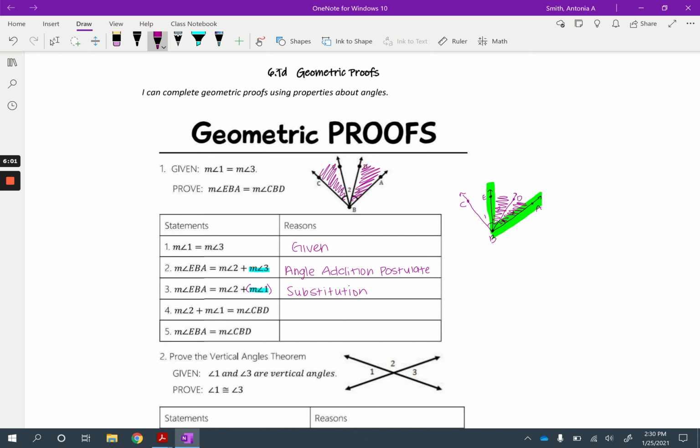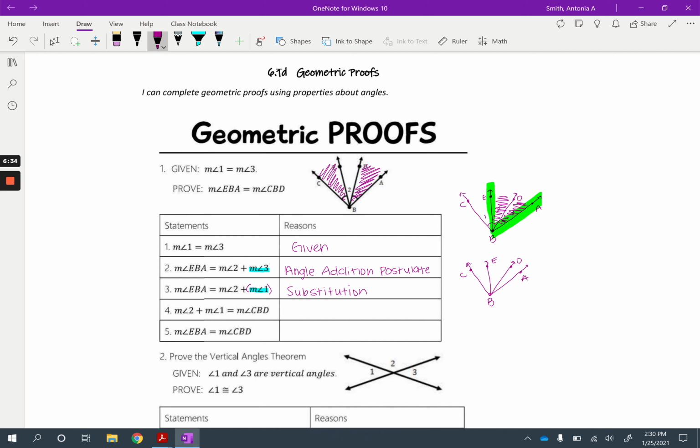Now let's move on to statement number 4. So statement number 4 says now that the measure of angle 2 plus the measure of angle 1 is equal to the measure of angle CBD. I'm going to draw my original picture again. Okay, so we have our bigger angle ABC. That is split into three sections, with E and D.